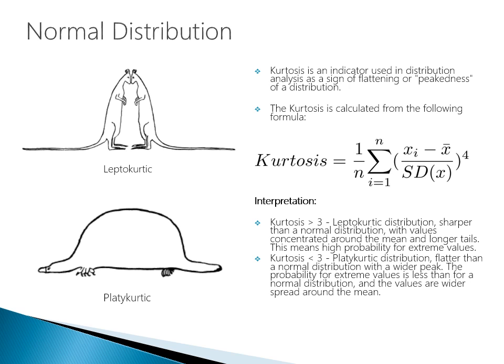On the other hand, if I have a kurtosis value of less than 3, I have a platykurtic distribution, which is flatter than a normal distribution with a wider peak. The probability for extreme values is less than a normal distribution, and the values are wider spread around the mean. Finally, if I have a kurtosis value of 3, I'm looking at a mesokurtic distribution, which is a normal distribution.